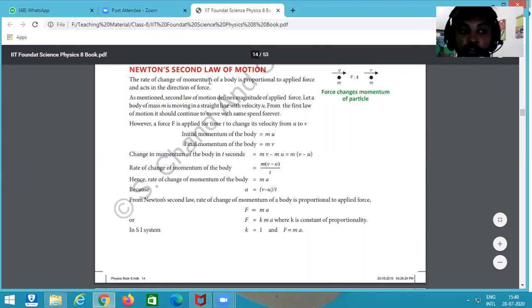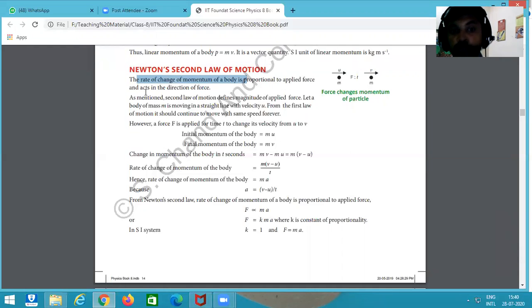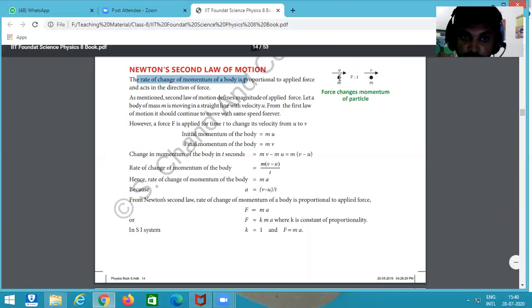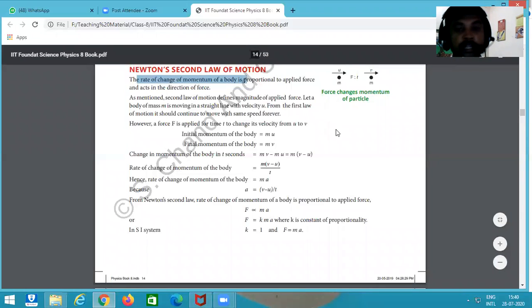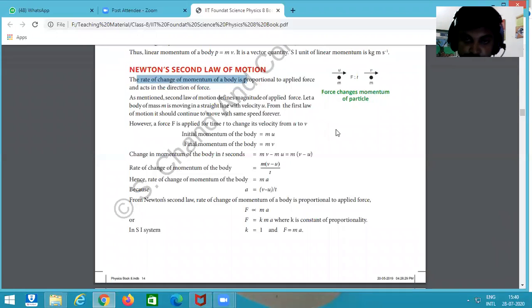So what is the second law of motion? The rate of change of momentum of a body is proportional to the applied force and acts in the direction of the force. Let me try to understand this with an example.